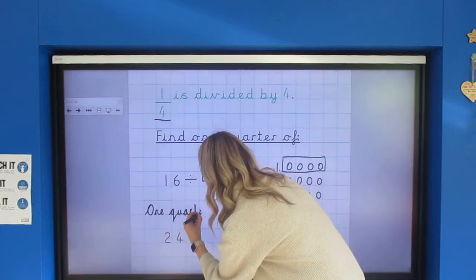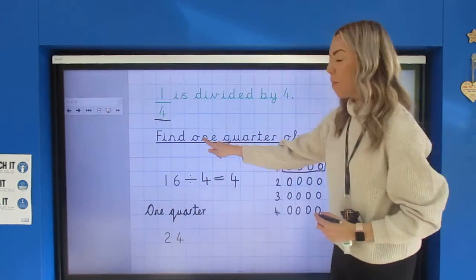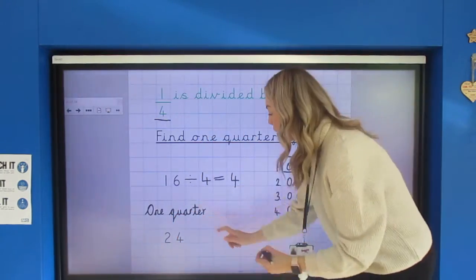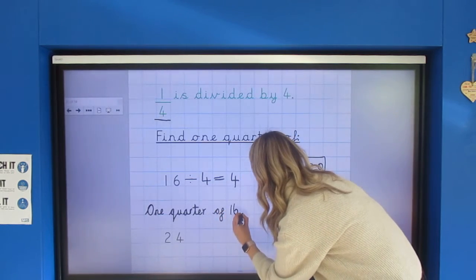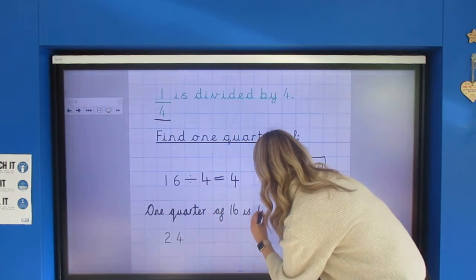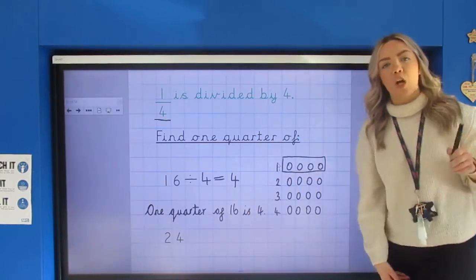1/4, and remember you have got the spelling on the board to help you. 1/4 of 16 is 4. Excellent job, year 1.